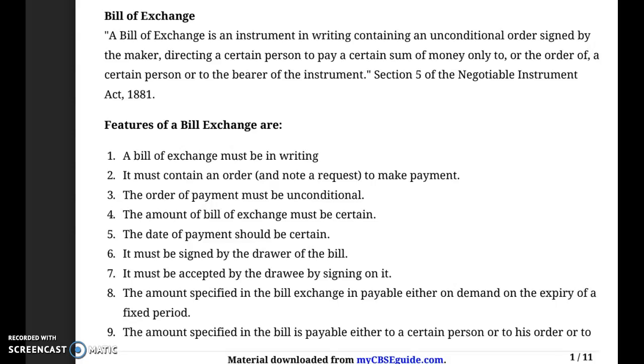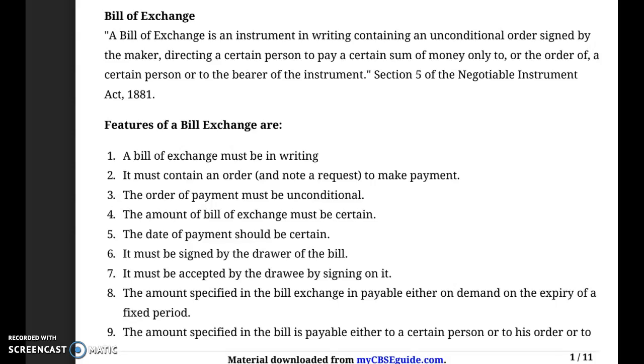Then the amount of the bill of exchange must be certain. Must be certain here means the amount must be fixed. It is not a vague amount. It is not variable. The amount which is payable by the buyer in the bill of exchange must be certain, must be fixed.